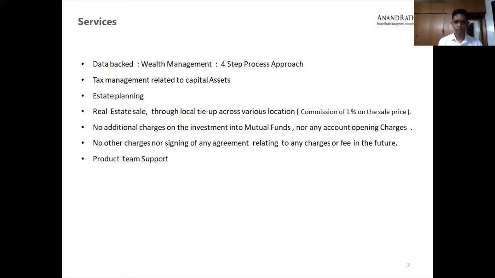Apart from that, there is no other account opening document that one has to sign, or any kind of booklet that has hidden terms and conditions, nothing of that sort whatsoever, sir.